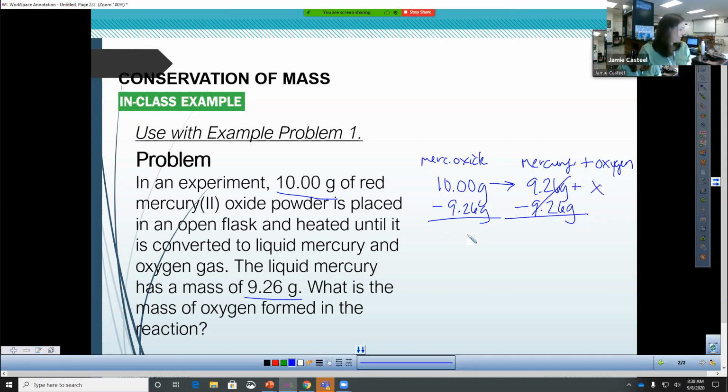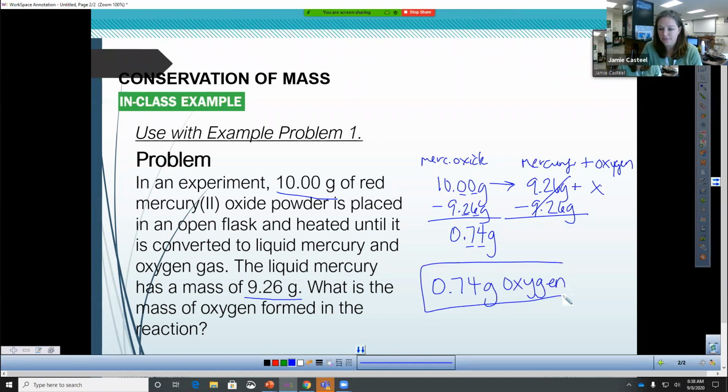10 minus 9.26, don't have my calculator, got to use my phone. I get 0.74 grams, which is good because I need 2 decimal points because each measurement had 2 decimal points and we're subtracting. What's the mass of oxygen? It's 0.74 grams of oxygen left. And that doesn't seem fair, but we'll go over why there's so much more mercury at the end of this in a little bit. So, law of conservation of mass.